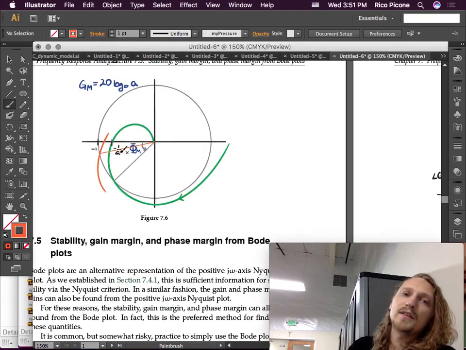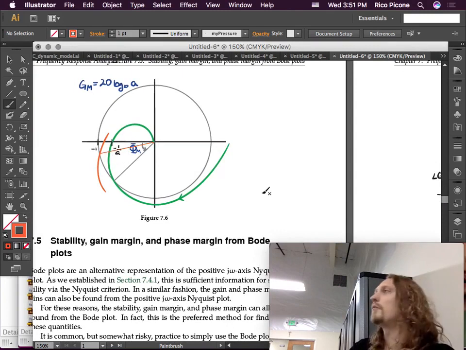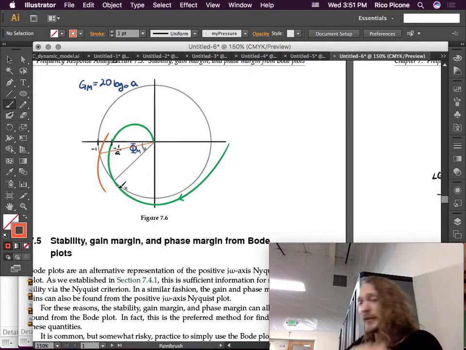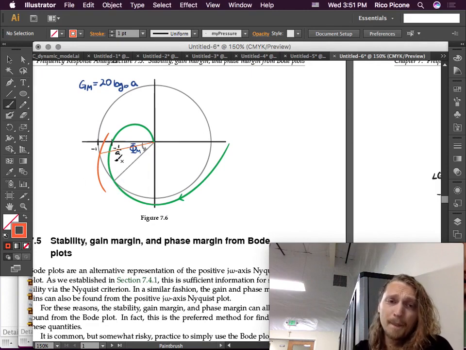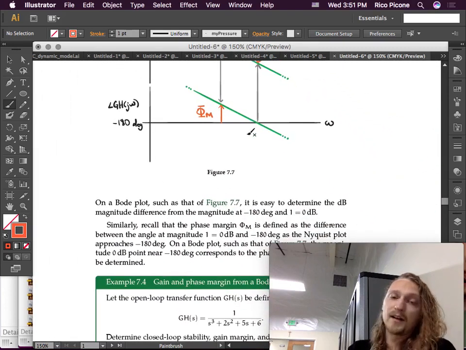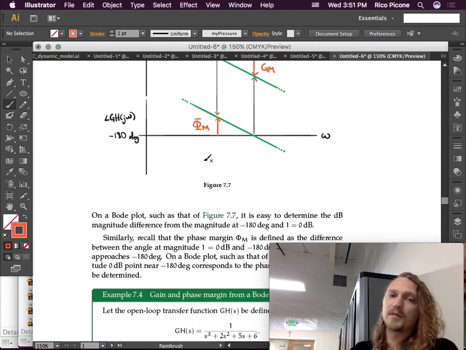This is similar to what we're looking at here, but we're not putting them on a polar plot. So the polar plot has magnitudes. We care about this -1 magnitude, and phase, we care about this -180 phase for the gain margin and the phase margin. So let's interpret our definitions of gain and phase margin in terms of the Bode plot.